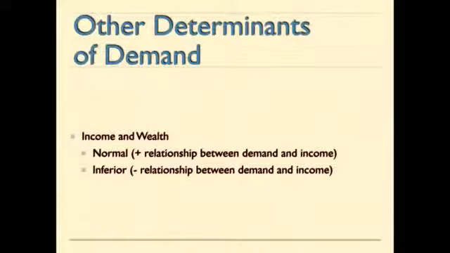So those are two of the factors that are important. Make sure you remember what a normal good is and what an inferior good is. And with a normal good, just remember there's a positive relationship between demand and income. If your income goes up, your demand increases. If your income goes down, your demand decreases. An inferior good is the opposite. There's a negative relationship between demand and income. As your income goes up, your demand for that product has a tendency to decrease.